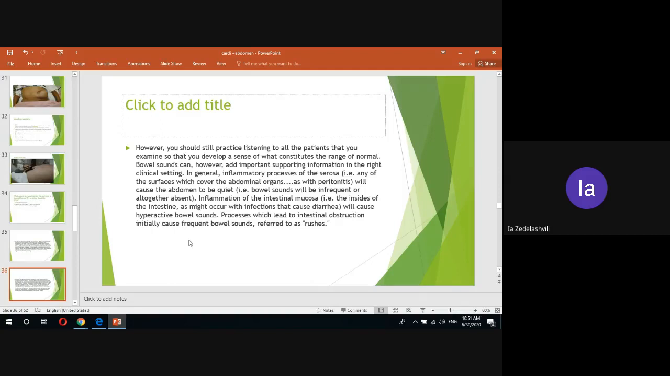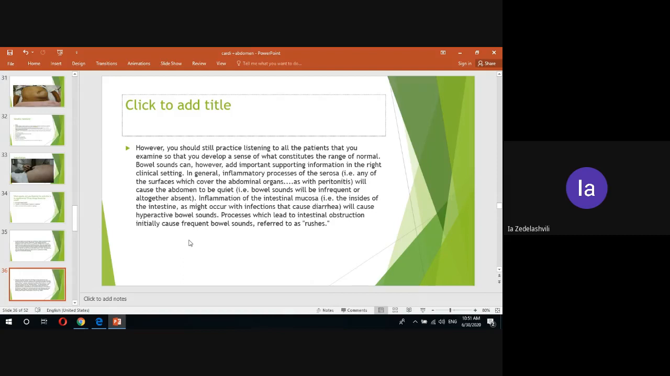However, you should still practice listening to all the patients that you examine so that you develop a sense of what constitutes the range of normal. Bowel sounds can, however, add important supporting information in the right clinical setting. In general, inflammatory processes of the serosa, for example, any of the surfaces which cover the abdominal organs, as with peritonitis, will cause the abdomen to be quiet.